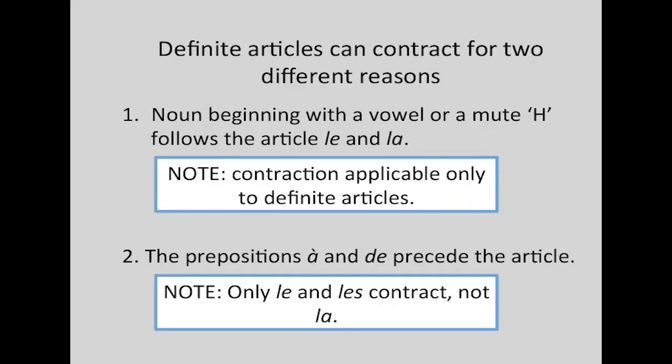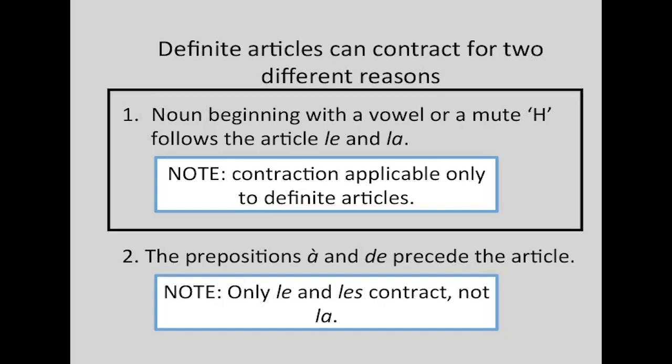Before proceeding to the second group of French contractions, let me review the contractions of definite articles. Definite articles can contract for two different reasons. The first case is when a noun beginning with a vowel or a mute H follows the article le or la. The final letter of the article is dropped and replaced by an apostrophe.